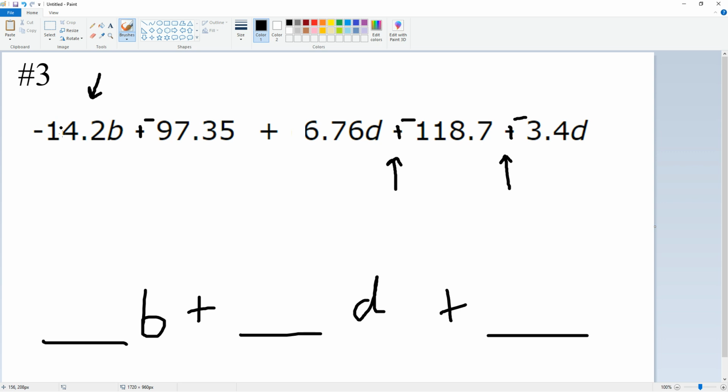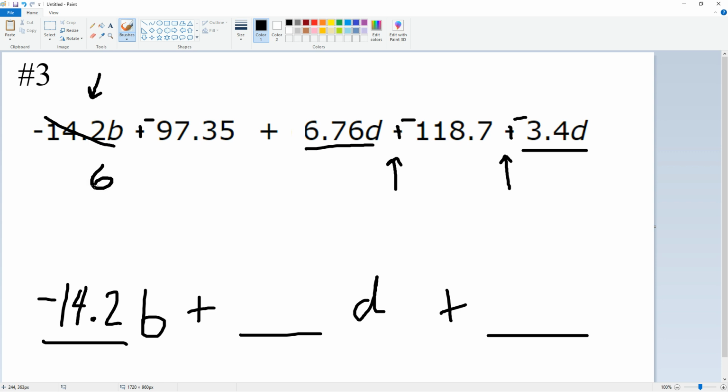We can look first. We have one B term, so we don't even need to manipulate that. That's going straight in. Negative 14.2b. We can get rid of that, okay? Next, let's do our D terms, okay? We have a positive 6.76, and we have a negative 3.40, or 3.4. So again, we have one positive and we have one negative.